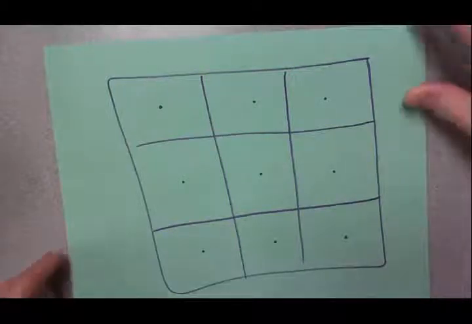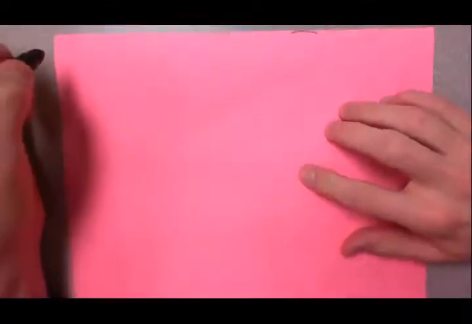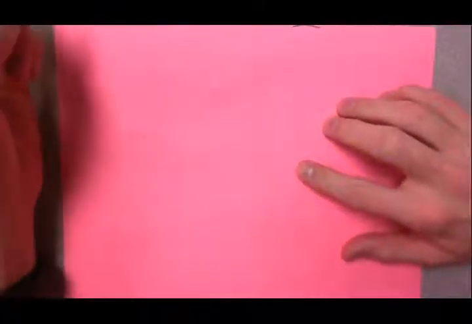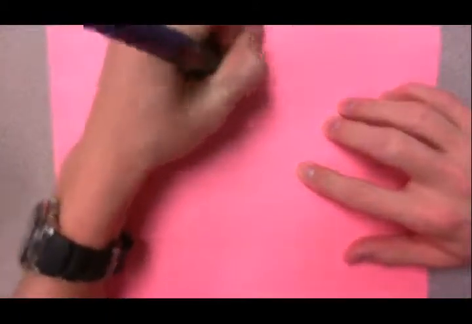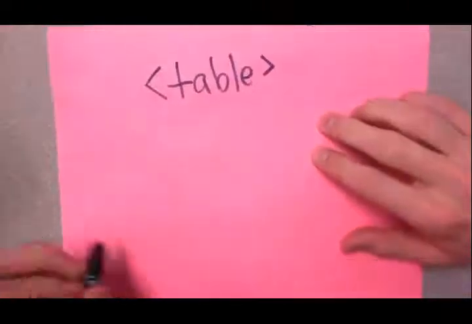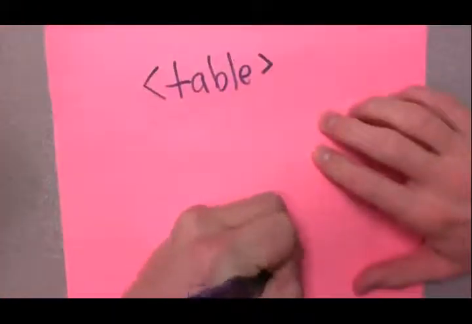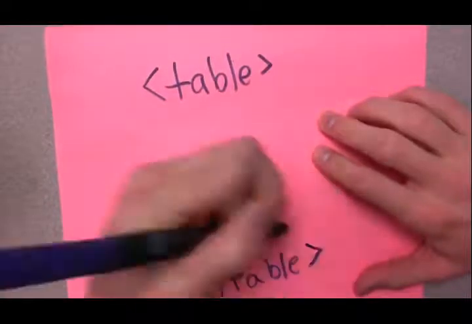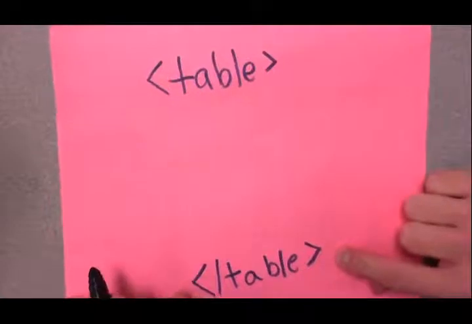So, first thing we need to do to create this nice big table is to know our tags. The first tag is the table tag. That tag is table. Very simple. When you put table, it tells the website, hey, I'm ready to create a table. So open table, close table tag. Remember, everything's got to have an open and a close.